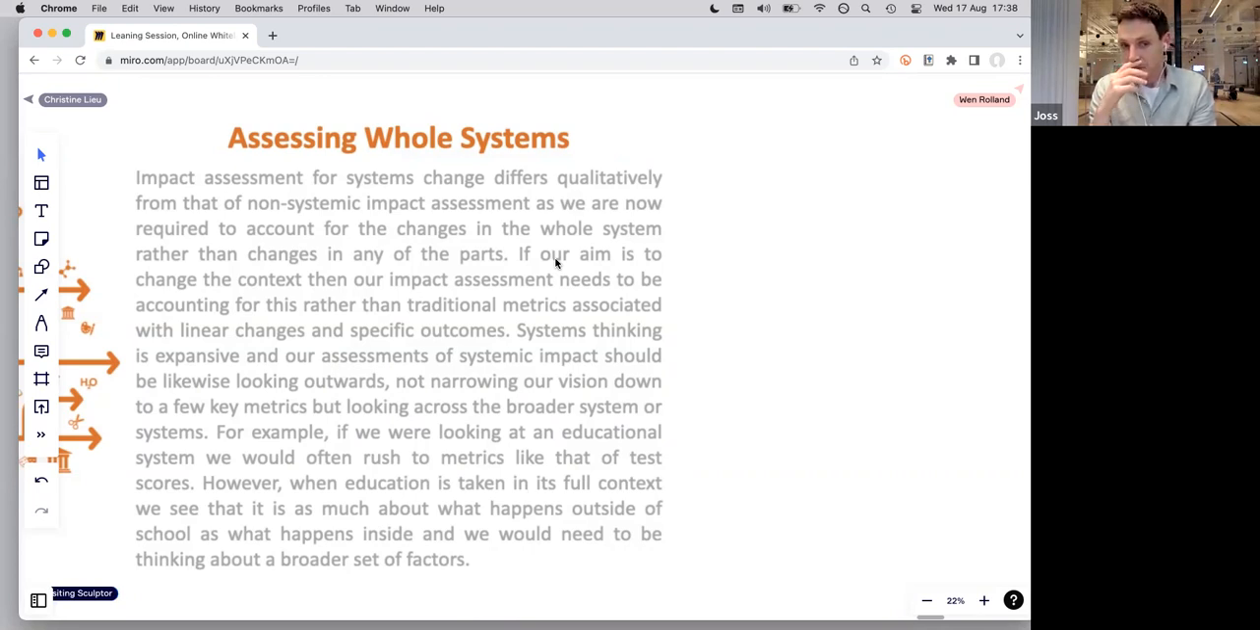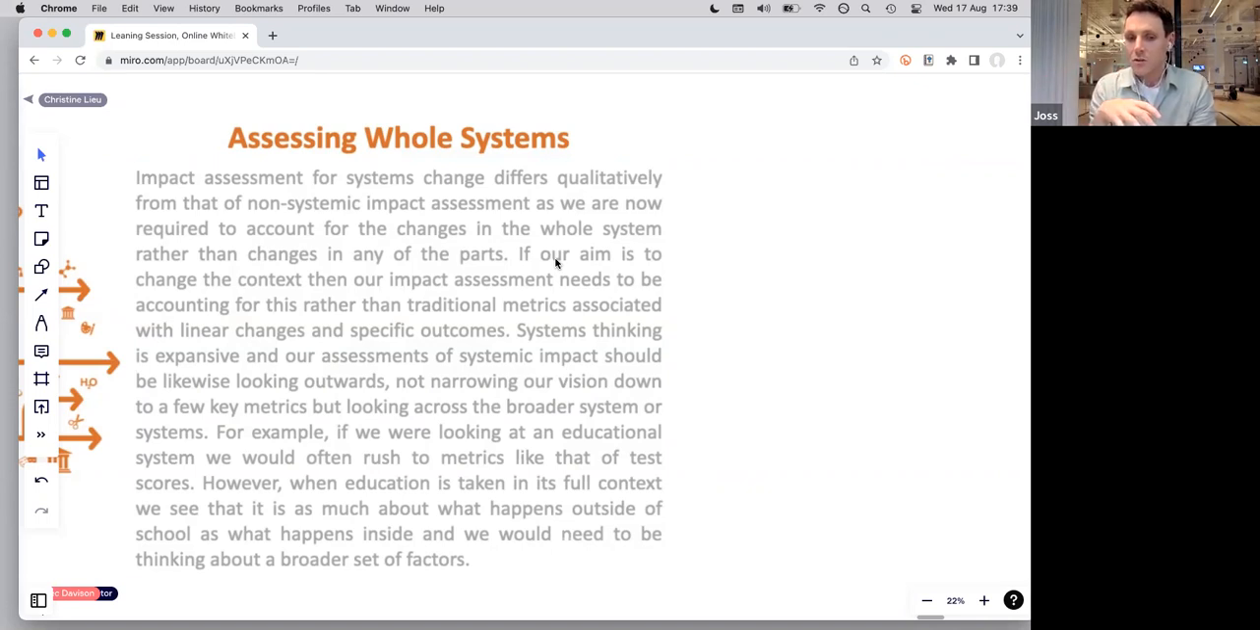For example, if we're looking at an education system, we often rush to metrics like that of test scores. However, when education is taken in its full context, we see that it's as much about what happens outside of school as what happens inside. And we would need to be thinking about this broader context. So that gives an idea of what we're talking about here.